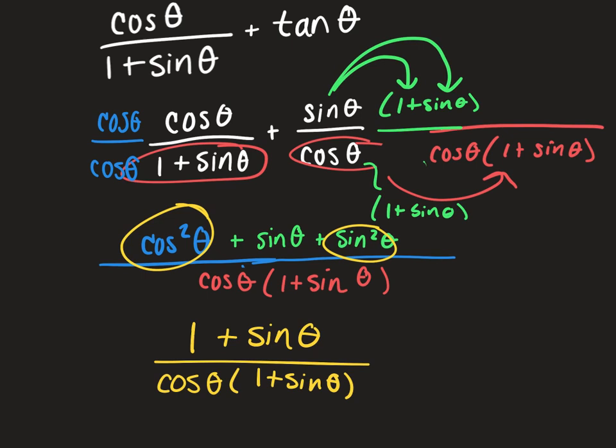All right, and then what can we cancel out? The 1 plus sine. Yeah, those cancel out because they're the same, which leaves us with a 1 on top and a cosine theta on the bottom. So you just have to put a 1 on there so you know it's like a fraction. Yeah, you have to have some kind of placeholder there.